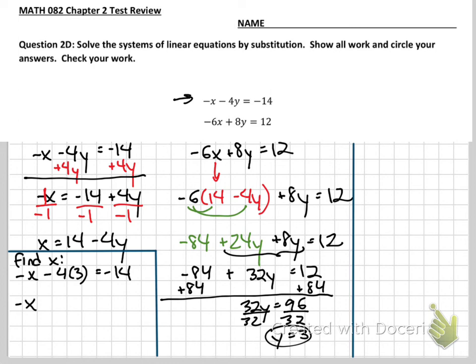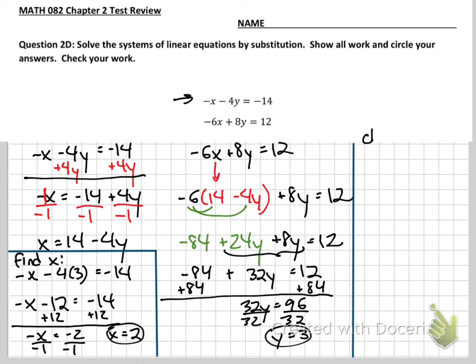So we have negative x minus 12 equals negative 14. If I add 12 to both sides, I have negative x equals negative 2. And last but not least, we need to divide by negative 1, and that gives us x equals positive 2. So now we need to check our work. I just used this equation right here.